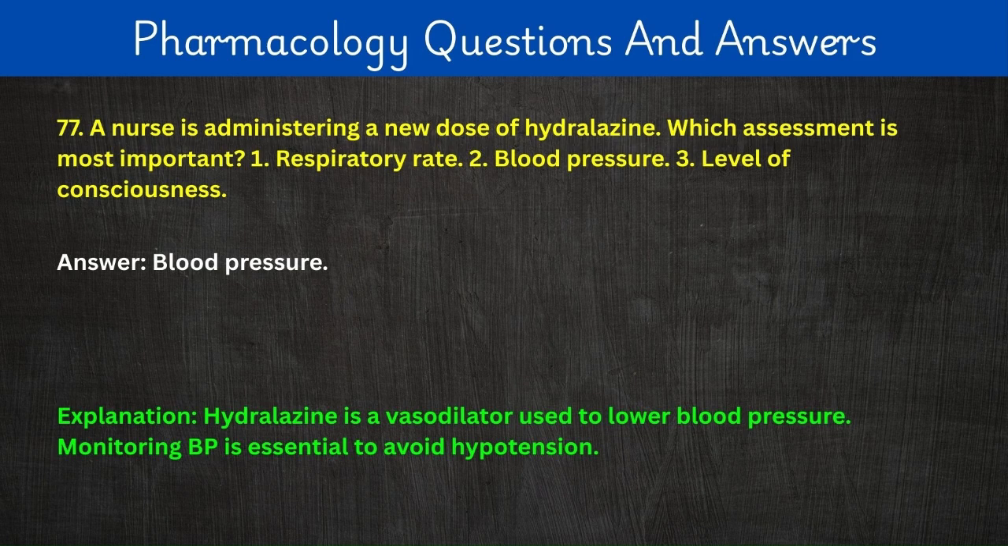77. A nurse is administering a new dose of hydralazine. Which assessment is most important? 1. Respiratory rate. 2. Blood pressure. 3. Level of consciousness. Answer: blood pressure. Explanation: hydralazine is a vasodilator used to lower blood pressure. Monitoring BP is essential to avoid hypotension.